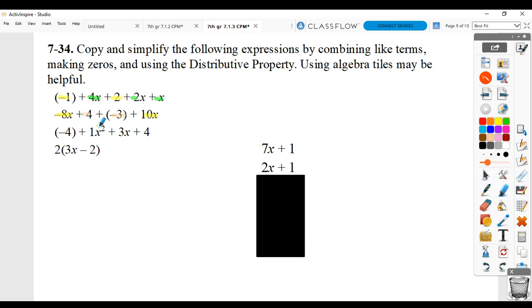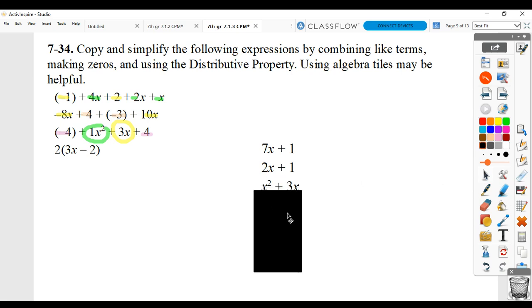For the third, the 1x squared will not combine with anything else, so that has to be left as is. The 3x will also not combine with anything else. That gets left as is. So the only two terms that are like terms are the constants, -4 and 4. Combine those, you get 0. So you just get x squared plus 3x. And then for the last one, you're going to use your distributive property. You've got two groups of 3x minus 2. Two groups of 3x would be 6x, minus two groups of 2 would be 4. So 6x minus 4.